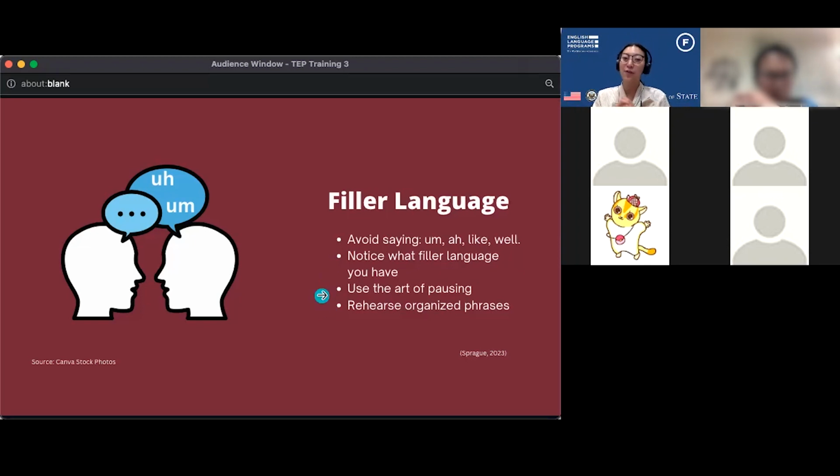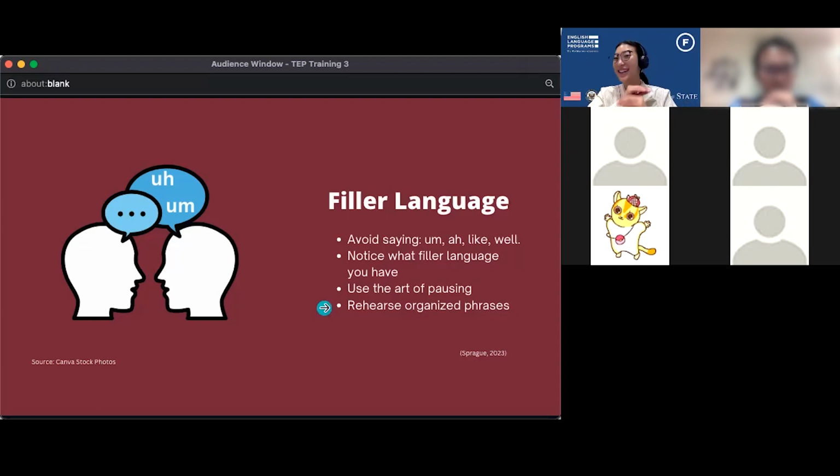Another way to avoid filler language is to rehearse organized phrases. What I mean by this is not memorize your entire speech. This is not what I'm saying. But when you have certain phrases and words that you are practicing with different parts of your presentation, it helps you to know what is coming next and what you might say next so that you can avoid the filler language.